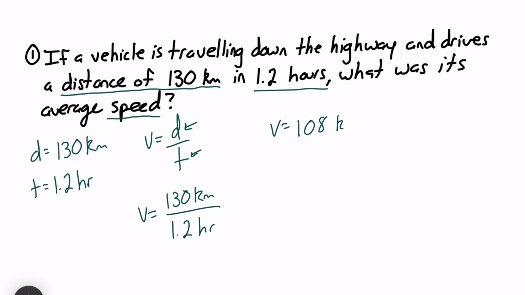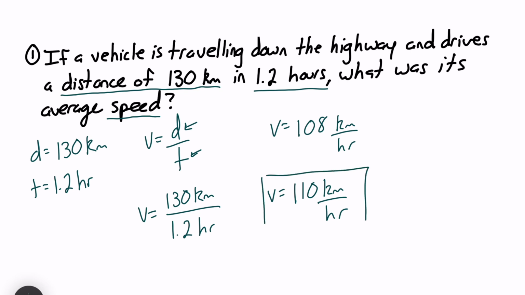What you should get if you type it in correctly is 108 kilometers per hour. If you're worried about sig figs here, we can round that up to 110 kilometers per hour. If you're unsure about sig figs, go and check out one of my past videos relating to those. So we have a speed of 110 kilometers per hour. That was its average speed across its journey. Let's move on to number two.